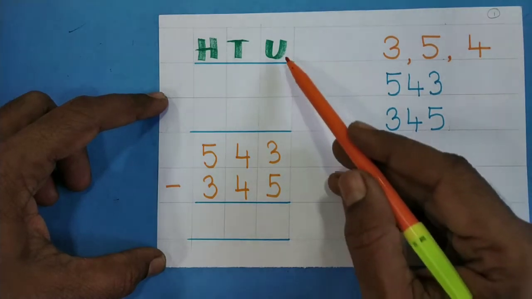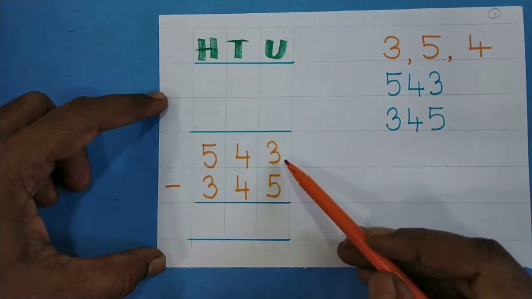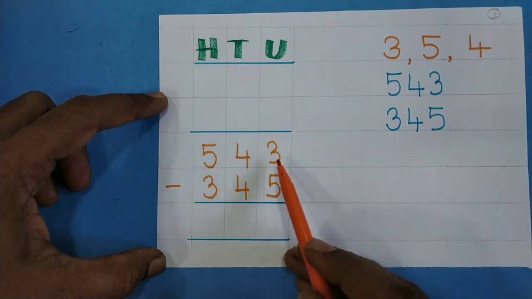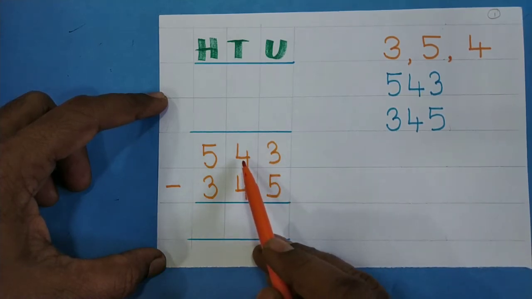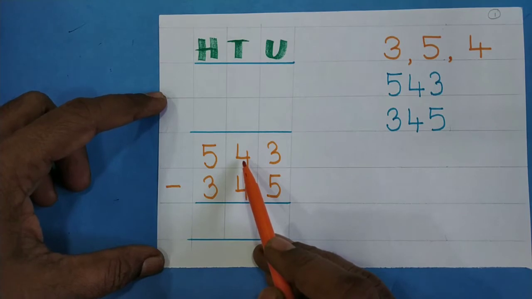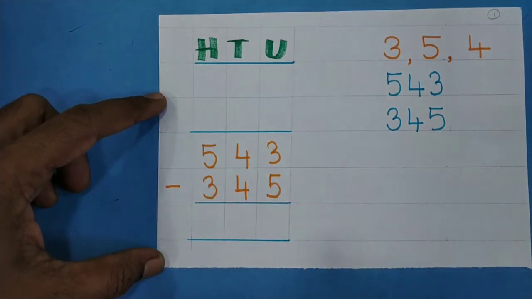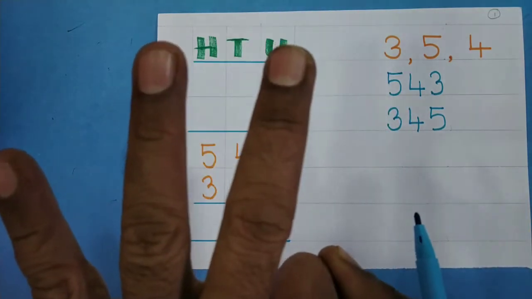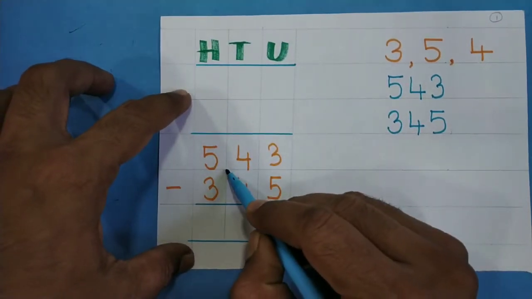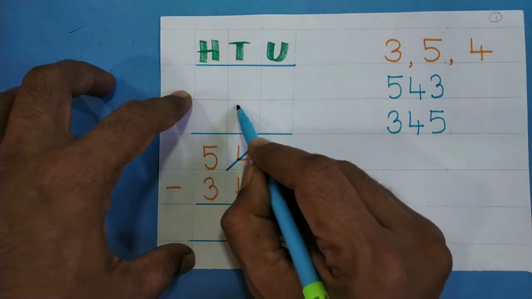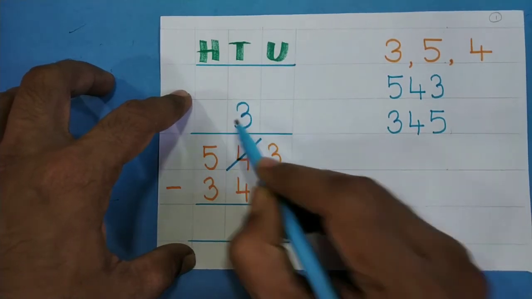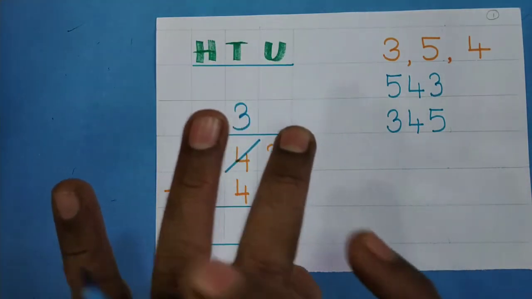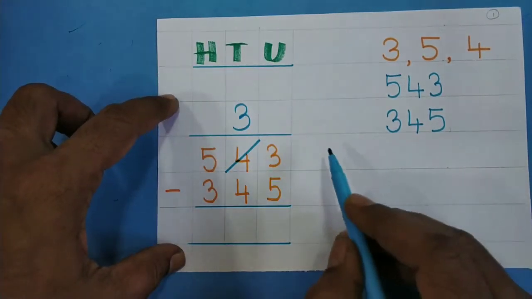We have to start from the unit place. 3 minus 5 we cannot do, so we will borrow from the tens place. Here we have 4 tens. Out of 4 tens we have to borrow only 1 ten. When you borrow 1 ten, you strike out the 4 and write 3 tens here. From 4 you are borrowing 1, so 3 tens.